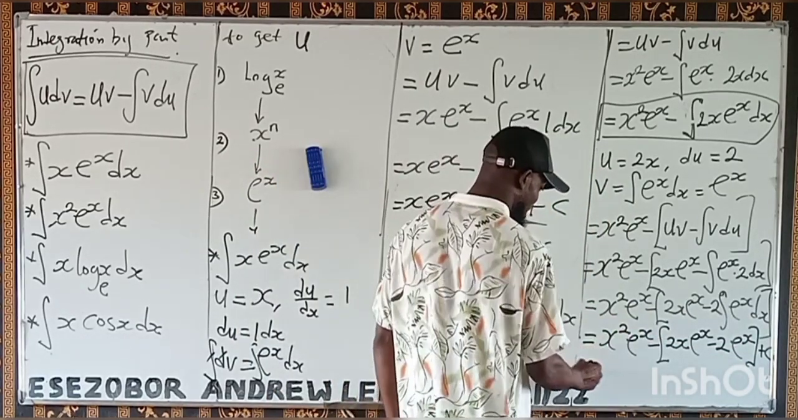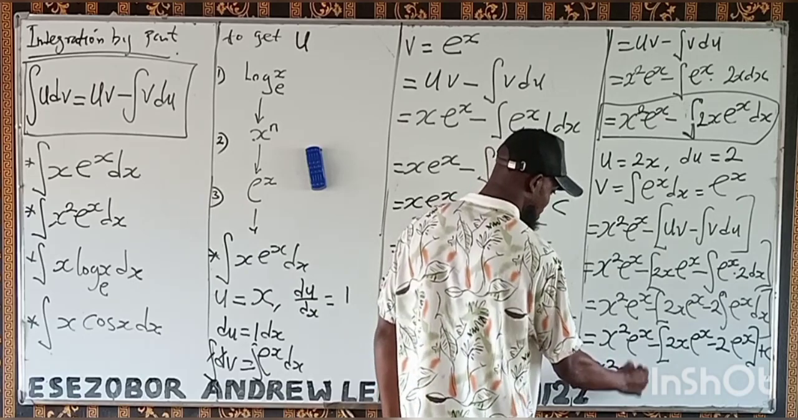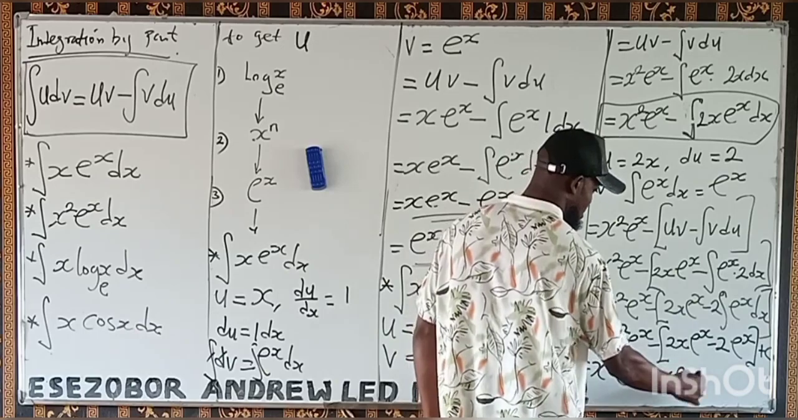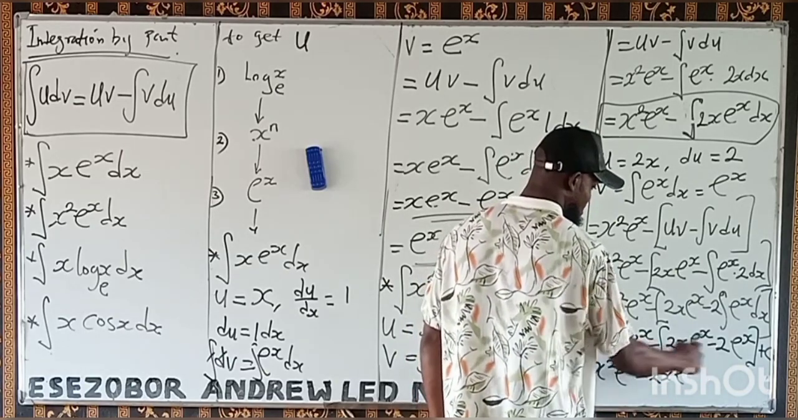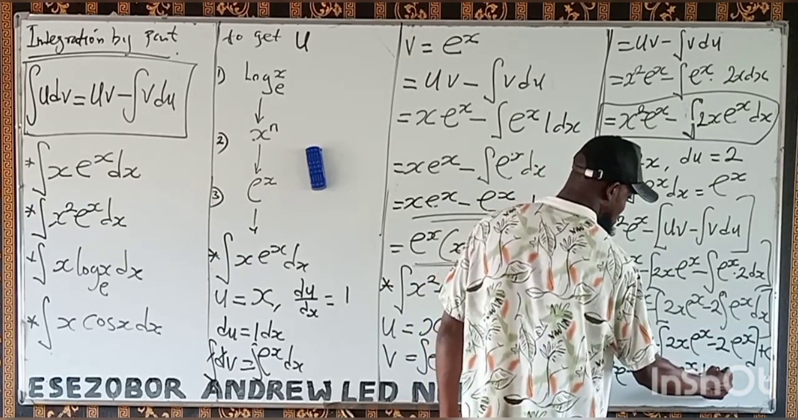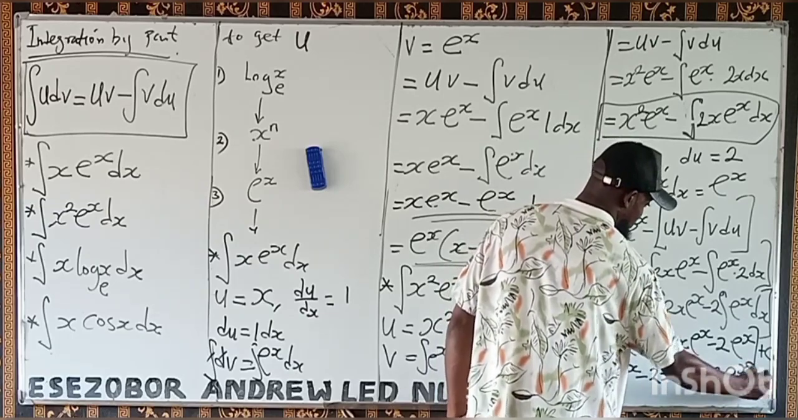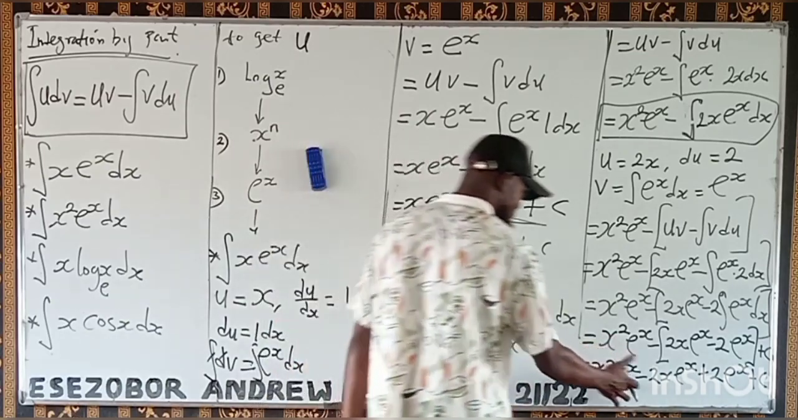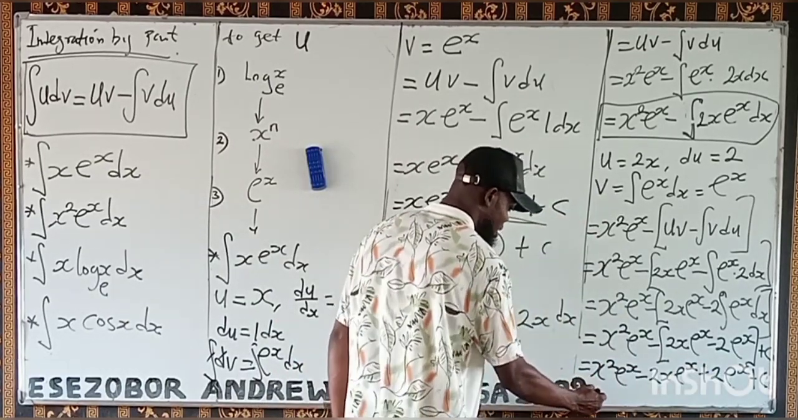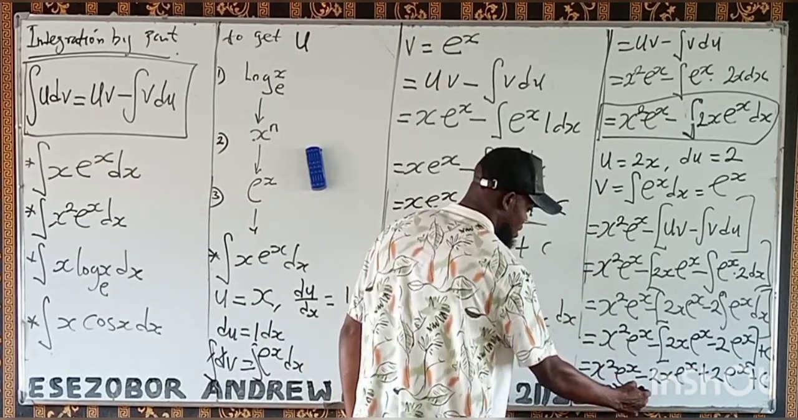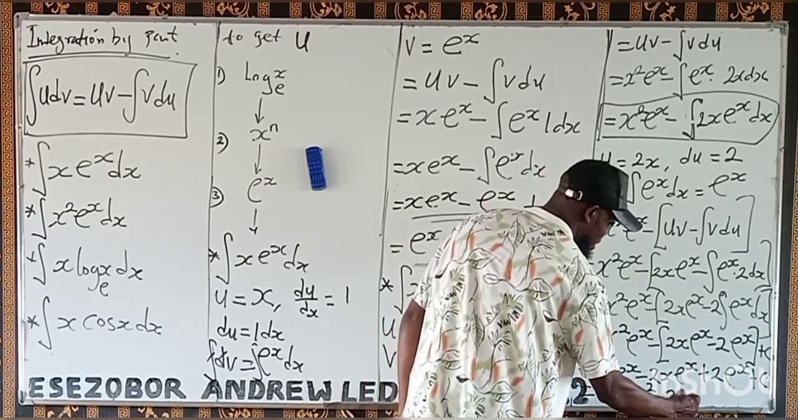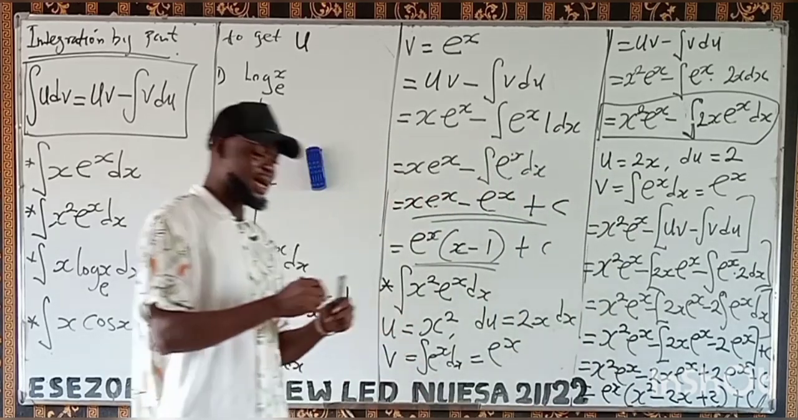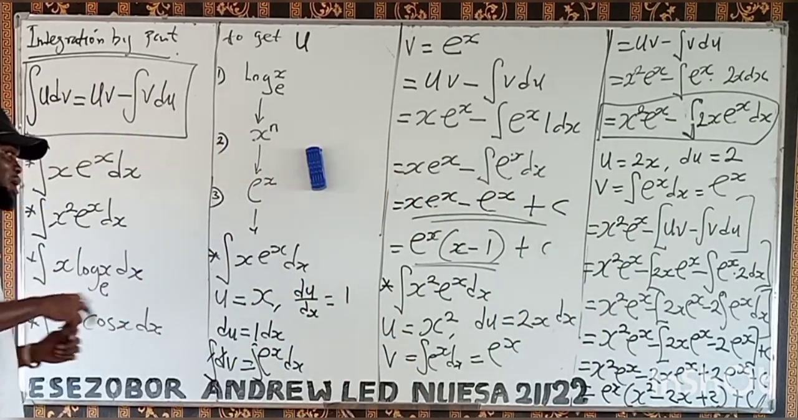So we put the brackets: we have x squared exponential x, minus times this, minus 2x exponential x, minus times this, plus 2 exponential x, plus c. That will be the answer to the question. Or you can say we have exponential x everywhere, so you can bring out exponential x, and that will be x squared minus 2x plus 2, plus c, as your answer.